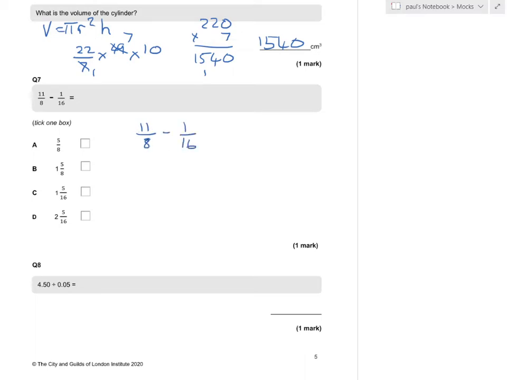I'm going to change that to sixteenths. So I get double it, yeah? So I get 22 over 16, take away 1 over 16, which is going to give me 21 over 16. Now 16s into 21 go 2 with 5 left. No, they don't, do they? They go 1 with 5 left over. 1 and 5/16.